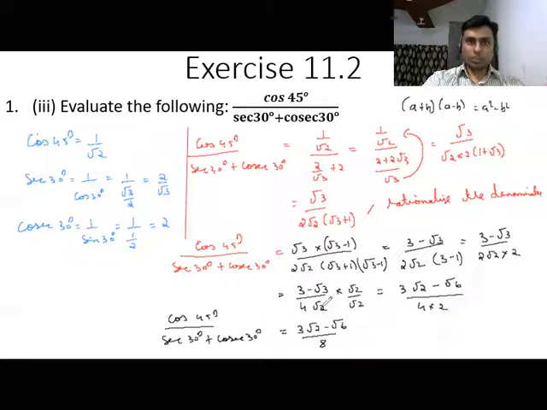Now again get rid of that root 2. Multiply by root 2. Divide by root 2. So it becomes 3 root 2 minus root 6. 3 into root 2. Root 3 into root 2. Divided by root 2 into root 2 is 2, 4 into 2, 8. So 3 root 2 minus root 6 by 8.